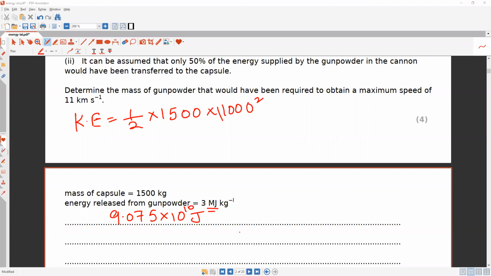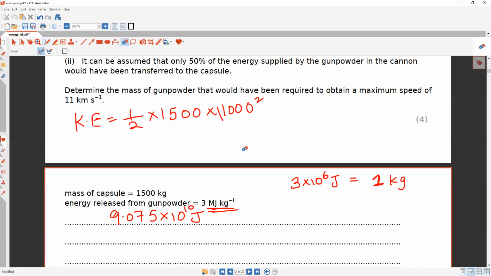Okay, fine. So now, how much gunpowder should he burn? Energy released from burning gunpowder. Can you see? Look at this. What does this mean? This means 3 megajoules, meaning 3 into 10 to the power 6 joules of energy is getting converted if you burn 1 kg. But the problem is it's not 1 kg.